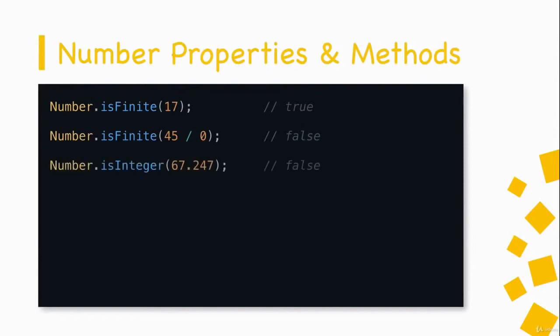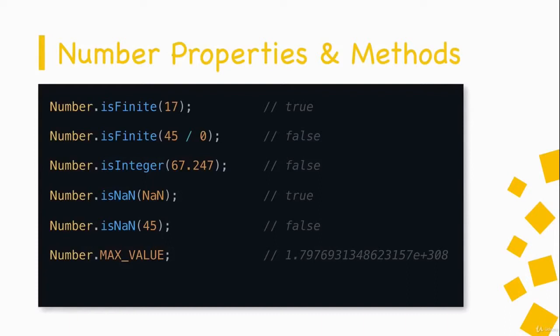We also have the isInteger method. The isInteger method will tell you whether the number is an integer or not. In this case, 67.247 is definitely not an integer because it has a decimal or a fraction. So in this case, it returns false. We also have the isNaN method. The isNaN method can be used to check whether a value is NaN or not. In this case, isNaN(NaN) returns true, but isNaN of a certain number would return false. So in this case, we have isNaN(45), and because 45 is definitely a number, isNaN returns false.